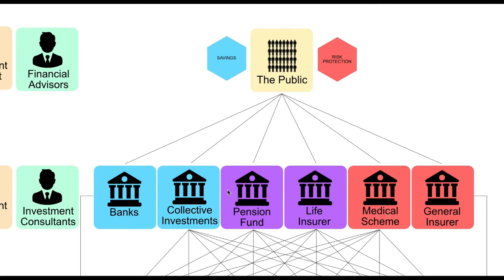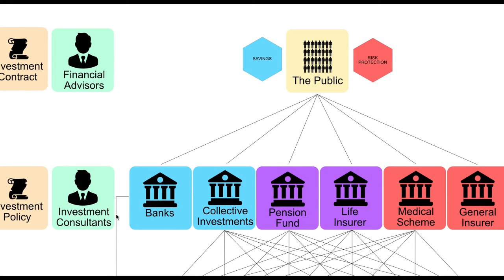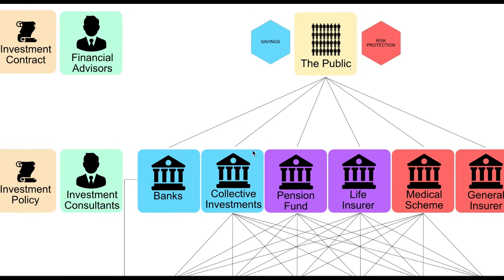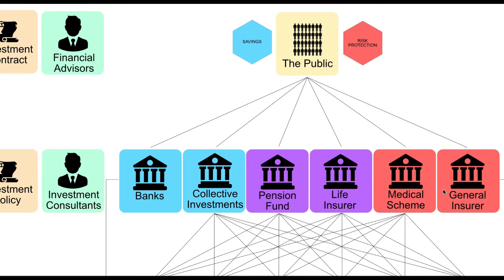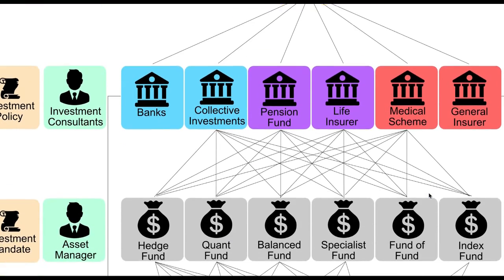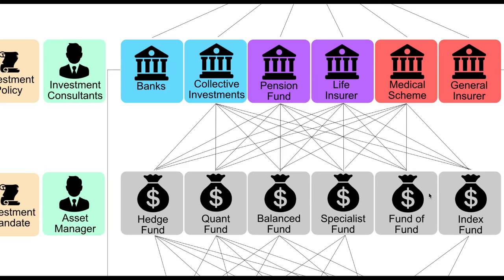But then investment consultants, and this is where actuaries can play quite a big role, will come to these institutional investors and help explain where they should put their money. Essentially they'll give their money to certain funds, and funds are run by asset managers. Asset managers are people who have a CFA or a degree in finance or something like that. The most common funds are hedge funds and quant funds. Quant funds are based on statistical formulas to try and extract anomalies and get a little bit extra alpha. Then there are balanced funds, specialist funds, funds of funds, index funds.